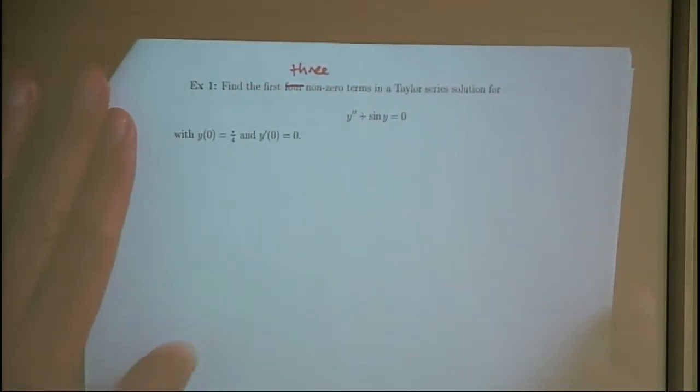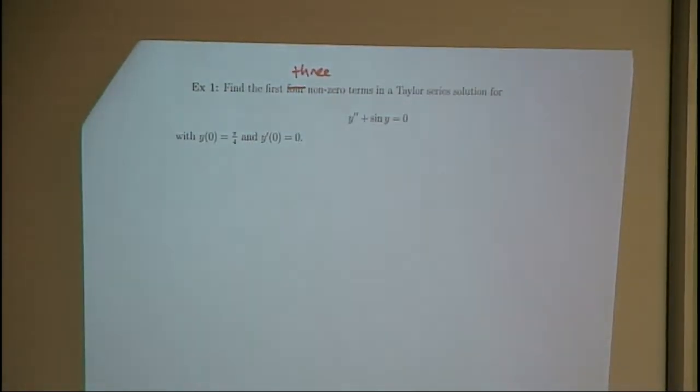Okay? So let's actually do an example. I'm going to do example 1 here. We'll start off with this example. I've changed it a bit to be a little bit easier. Find the first 3 non-zero terms in a Taylor series solution for y double prime plus sine of y equals 0, with the initial conditions y of 0 equals pi over 4 and y prime of 0 equals 0.